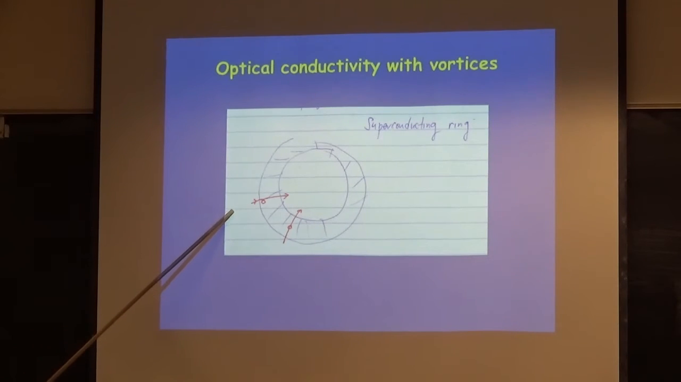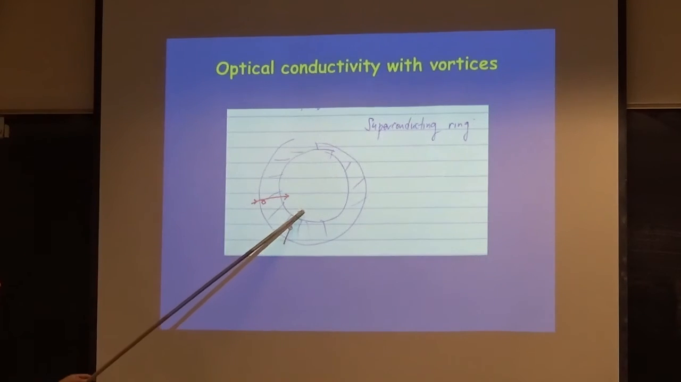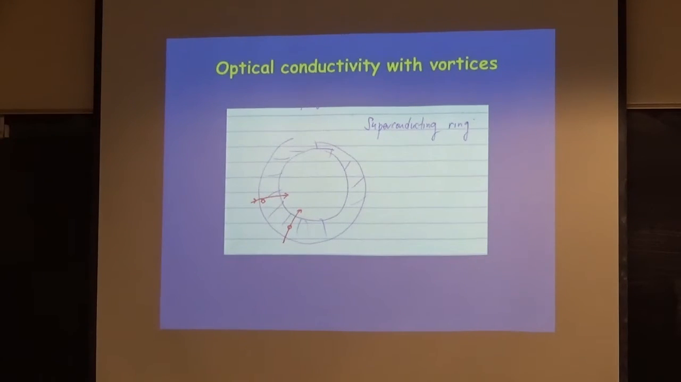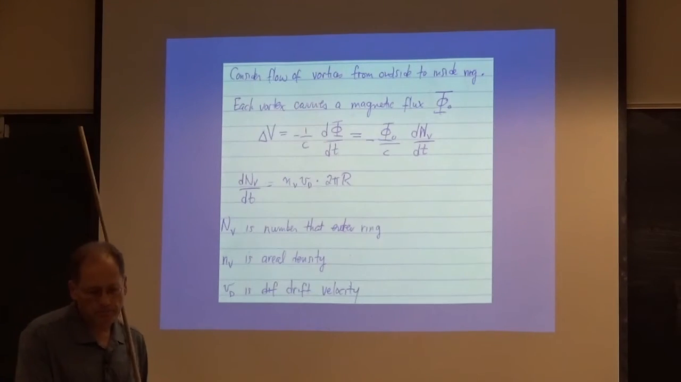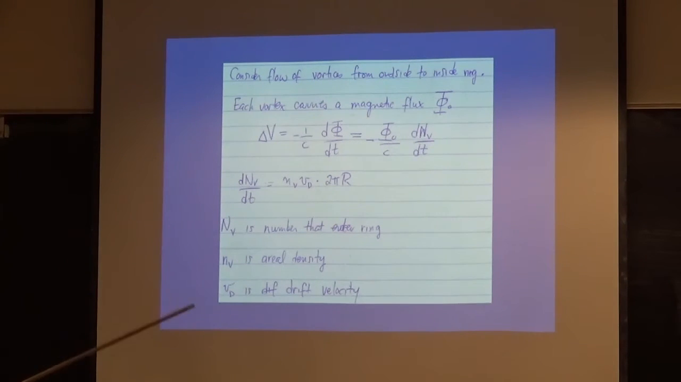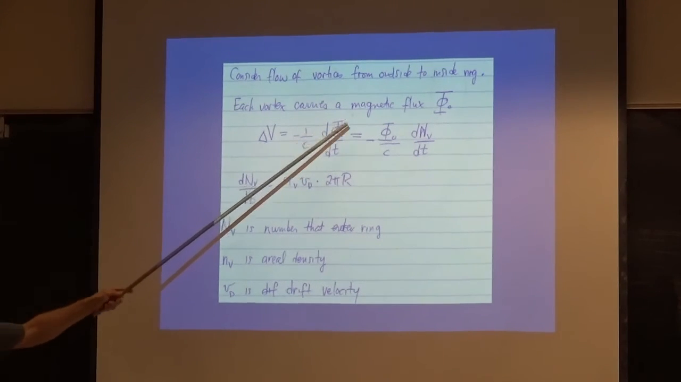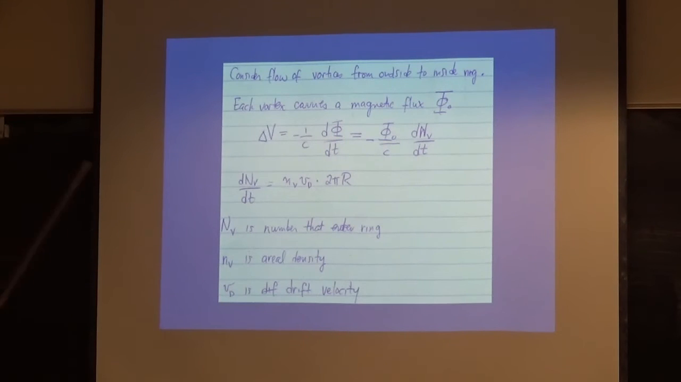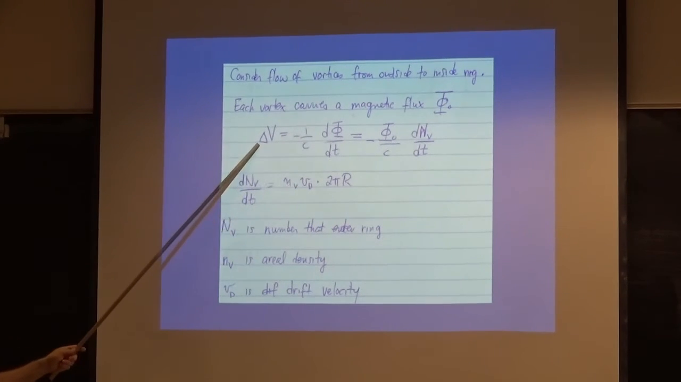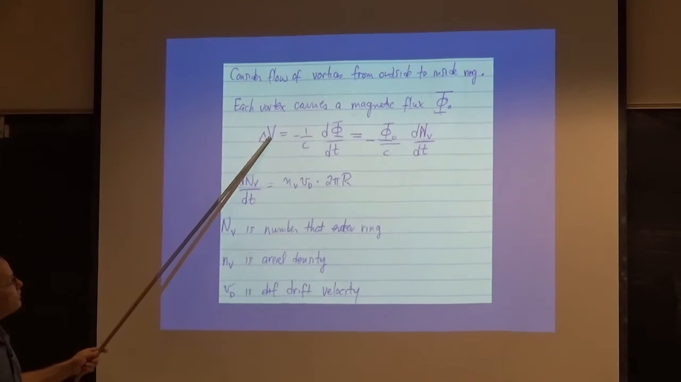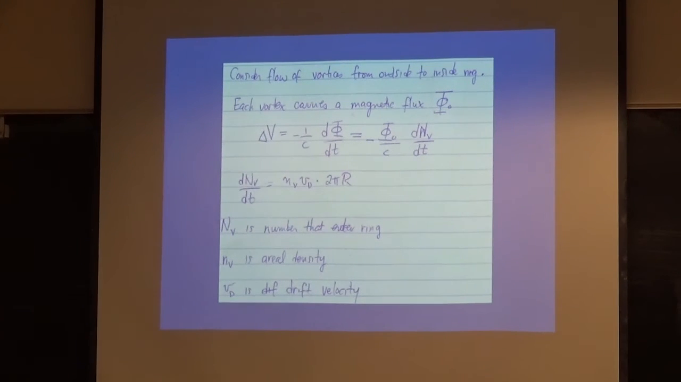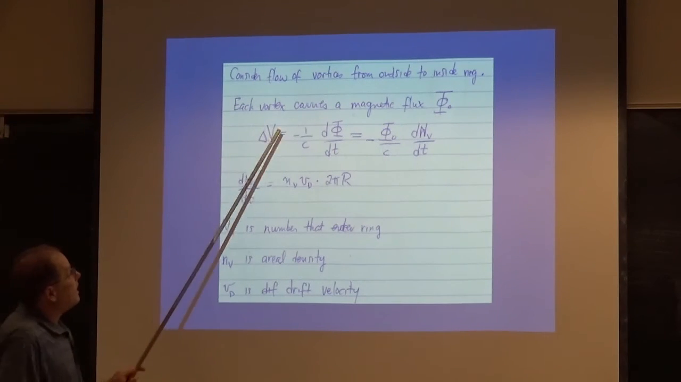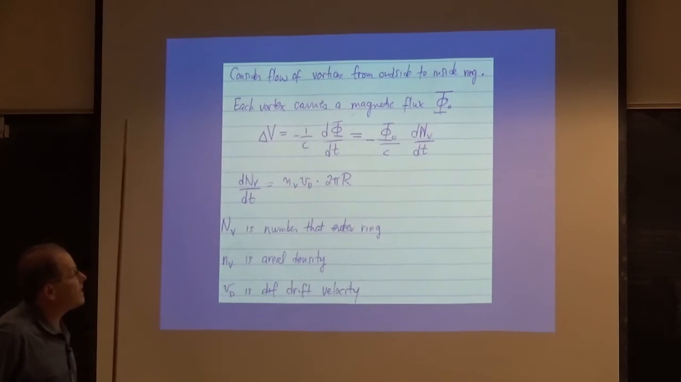But if I imagine I can have a situation where vortices from outside the ring enter the ring, then I'm going to get a buildup of magnetic flux inside of the ring. And that change in magnetic flux, d phi by dt, that comes about when each vortex enters the ring, is going to lead via Maxwell equation to a voltage around the ring, an induced EMF caused by the time dependence of the magnetic flux.